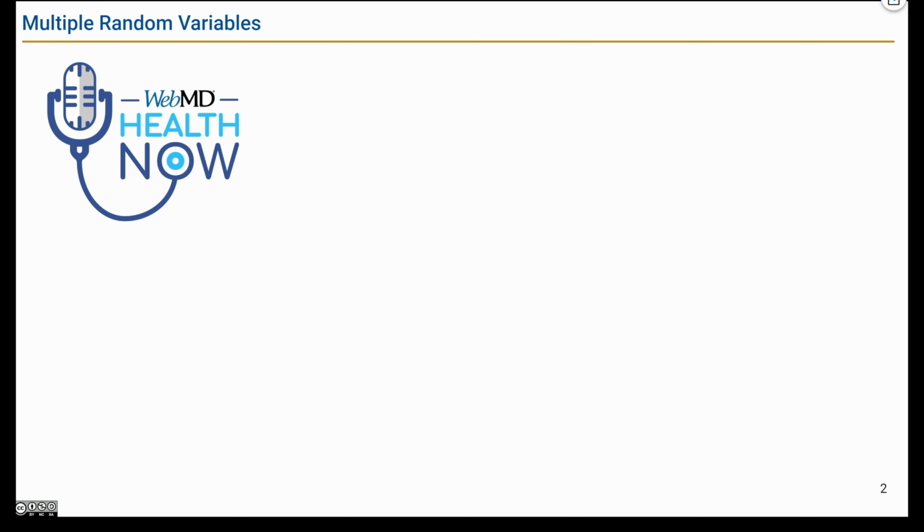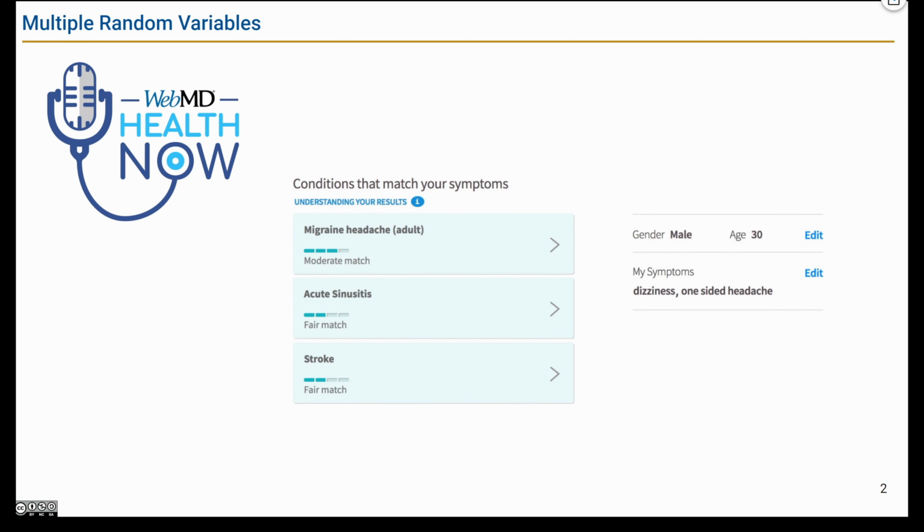There is a great website called WebMD that is basically an example of a very large probabilistic model where you go in and you can put your symptoms and it's going to give you probabilities that you have different diseases or different outcomes. So if I say I'm a 30-year-old male and I have dizziness and a one-sided headache, it says, well, you probably have a migraine. It's possible you have something else like a stroke. Now, that was not a lot of information to put into this, so I would obviously want to put much more detailed information before trying to distinguish between migraine and stroke.